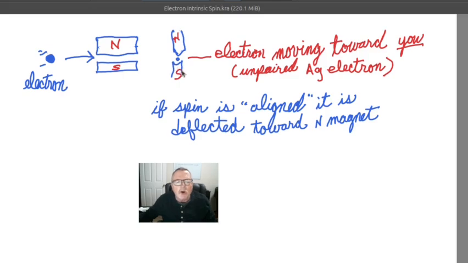I'm not going to draw magnetic force lines, because that's just a picture. We've got to get away from pictures. This is something physical. There actually is an electron. There actually are two poles of a magnet. So this thing is coming toward us.